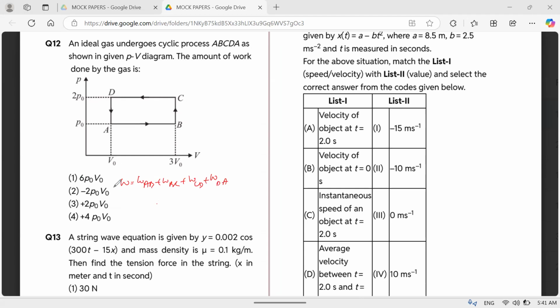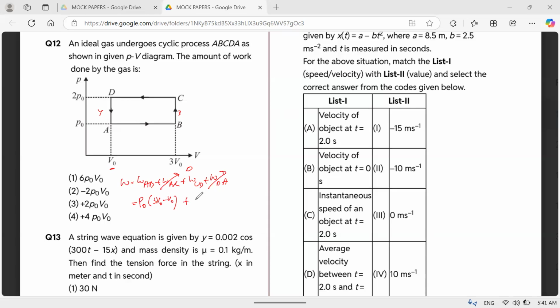Now work done where volume remains constant, here the volume is constant. So for D to A, and for B to C, the work done will be 0 because volume is the same. So there is no work done for these two. So work done for AB will be equal to how much, beta? For A to B, the pressure is P naught. Volume change is 3V naught minus V naught.